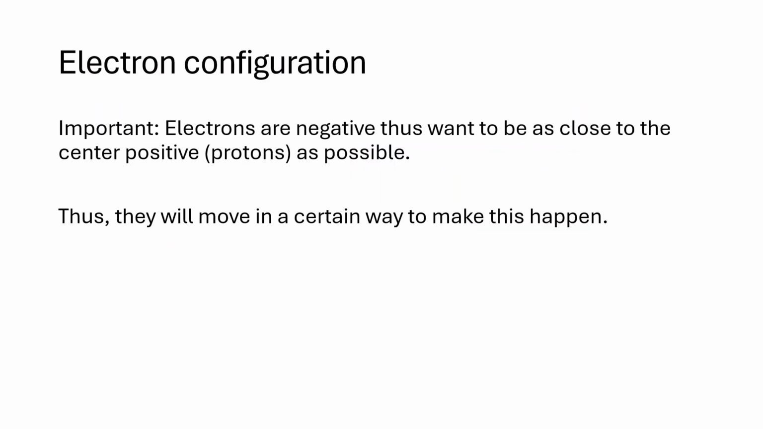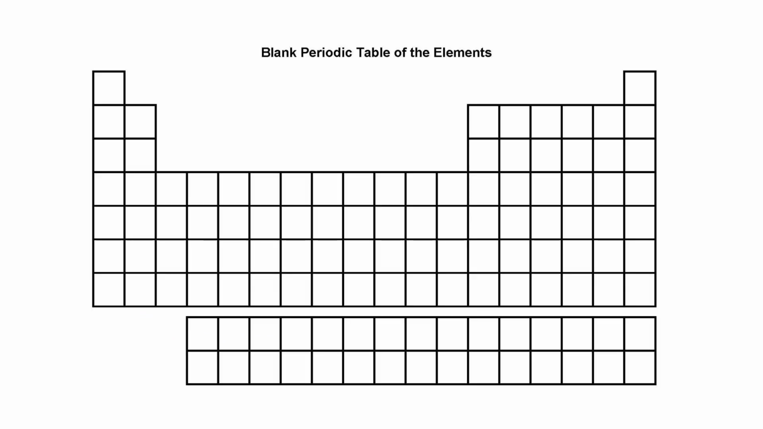One thing we've talked briefly about is that electrons are negative, and thus want to be as close to the center as possible, since the center is positive. So these are attracted to each other like magnets. They want to be as close to each other as possible. That leads to electron configurations. I'm just going to start off and I'll explain it more later.